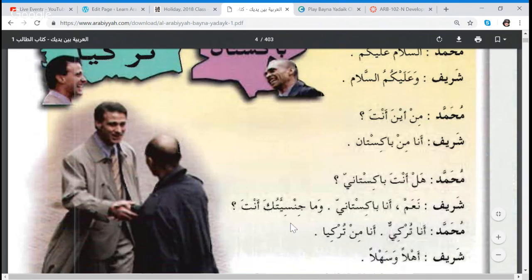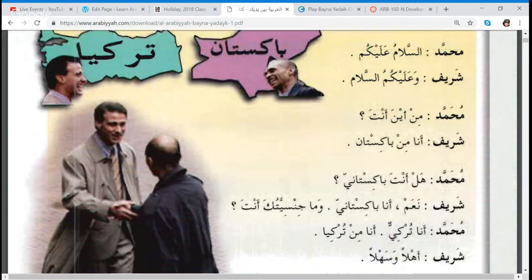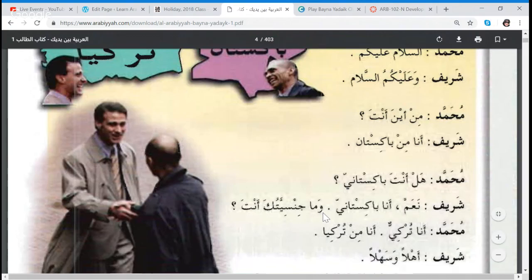You'll notice that there's a sukun here, so there's no added vowel on the noon. The first syllable is jin. Jinsiyatuka. Good. Wa ma jinsiyatuka anta? Try that. Wa ma jinsiyatuka anta?